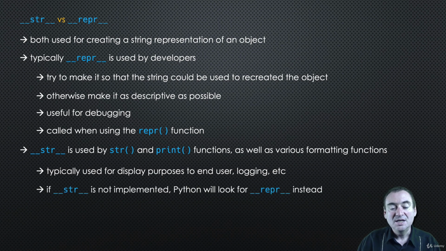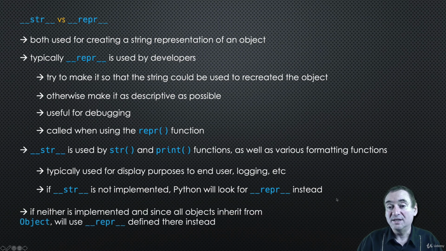Now, the way it works is that if the dunder string method is not implemented in your class, then Python will look for the repr method instead. So if you call string or print on an object, it will first look for the dunder string method. If it doesn't find it, it will then look for the dunder repr method and use that instead.